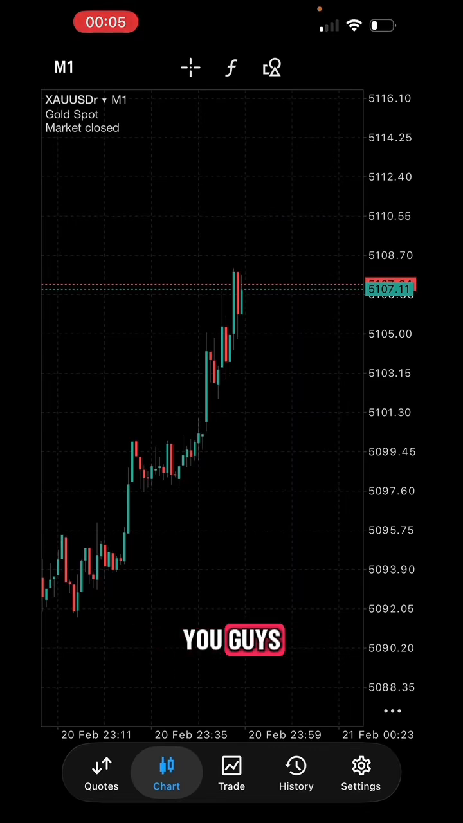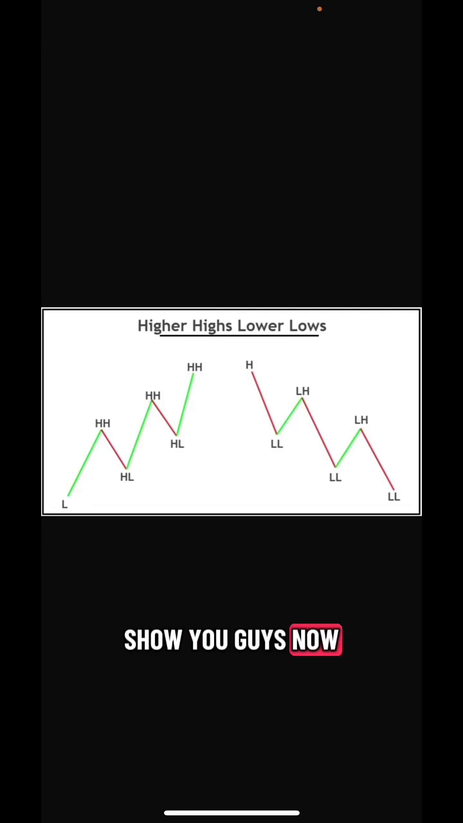To make things clearer for you guys, I have this picture. I'm going to show you guys now. On my left here, I have what we call the uptrend, and on my right, I have what we call the downtrend. Our uptrend here on my left consists of our low, then our higher high, our higher low, our higher high, our higher low, and then our higher high again. For identifying a downtrend, it's just the opposite. You have your high, then your lower low, your lower high, your lower low, your lower high, and then your lower low. So that is how we identify our trend.